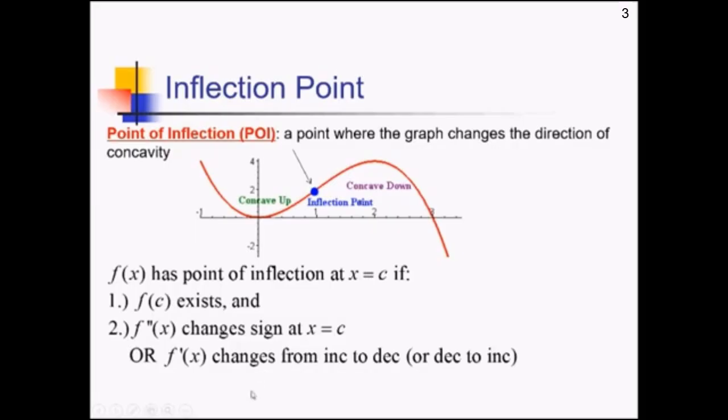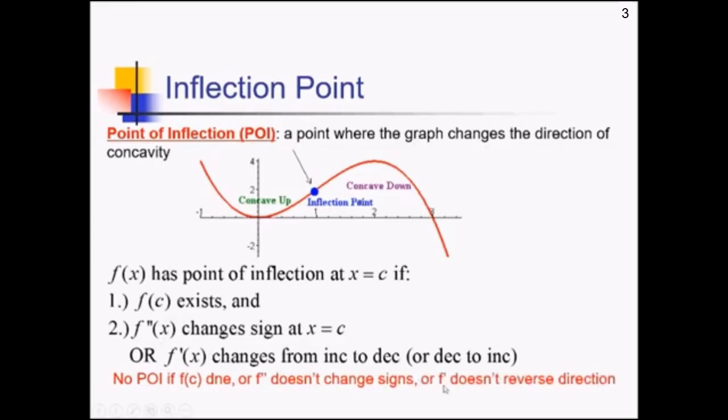Looking at it from the other direction, we have no point of inflection if f of c does not exist, or f double prime does not change signs, or f prime does not reverse directions. And in terms of justifying this, we typically have to keep track of but don't have to show the idea of f of c existing. What you do need to show is that the sign of f double prime changes or the direction of f prime reverses. So you have to show one of those two things to justify a point of inflection.